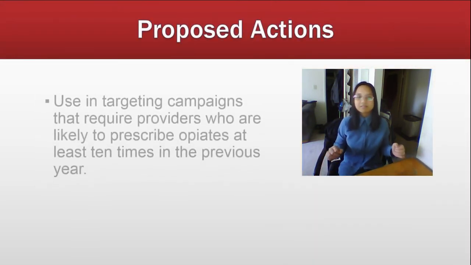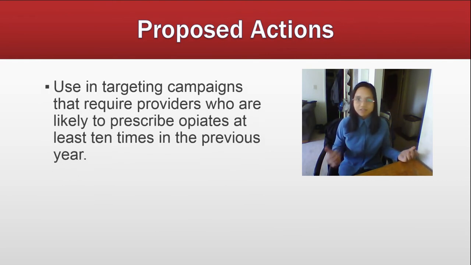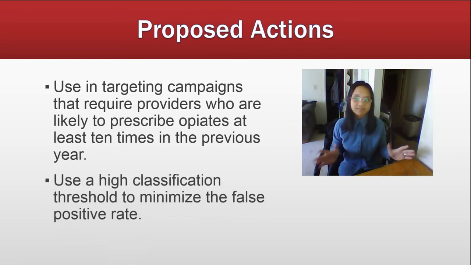Proposed actions. I recommend using this model in targeting campaigns that require the observation or recruitment of providers who are likely to prescribe opiates at least 10 times in the previous year. Because the data to use the model is freely available, I also recommend using a high classification threshold. This will minimize the false positive rate without being time or cost prohibitive.